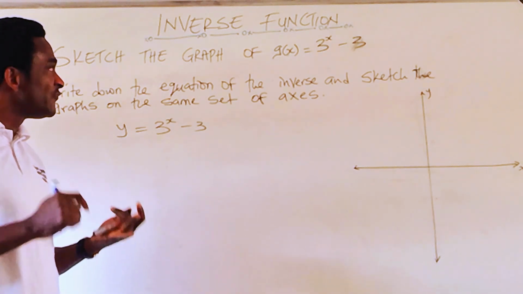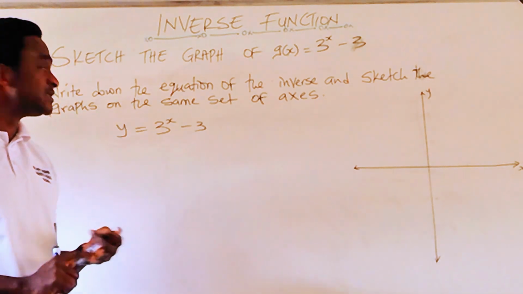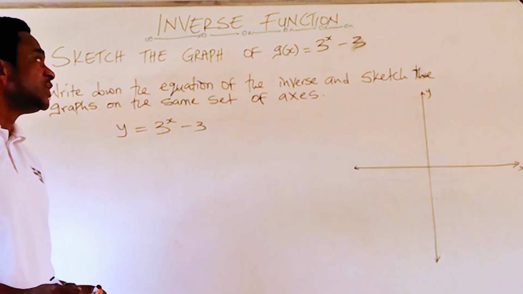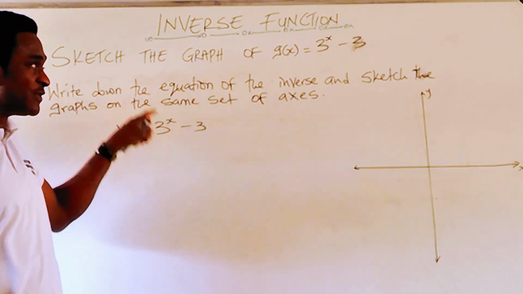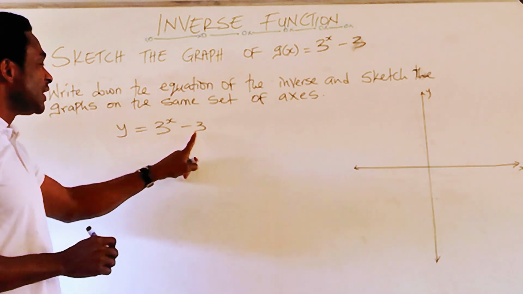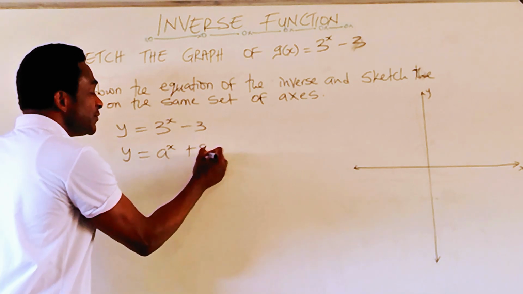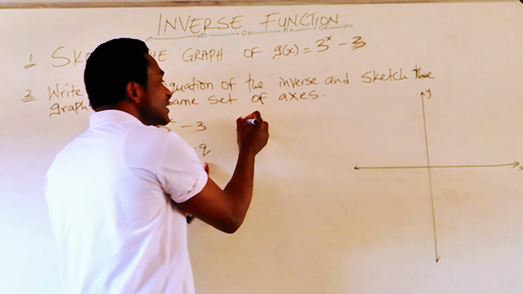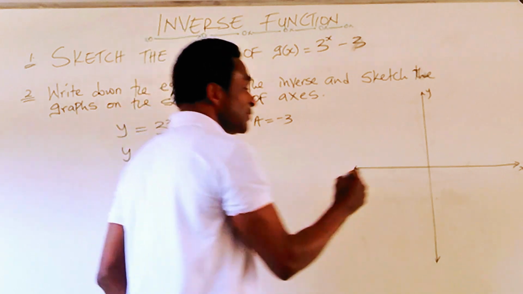So, for exponential graphs, we check for the asymptotes, we check for the x and y intercepts, and we check for the shape. If it is positive, it goes from the positive quadrant to the other side. If it is negative, it goes from the negative quadrant to the other side. So here, first of all, the form of this is a^x plus q, where q represents our horizontal asymptote. So in this case, our horizontal asymptote is -3. That is the first thing we represent.